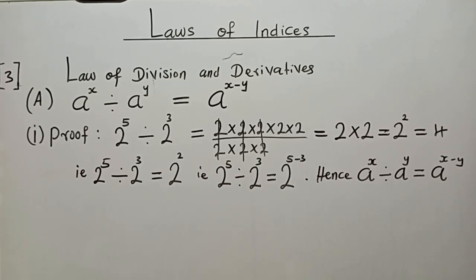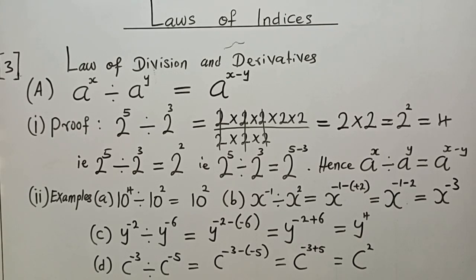In other words, if you prove that this thing I observed here is right, we then conclude that a to the power x divided by a to the power y is equal to a raised to the power x minus y. Is that clear to you? Anyway, let us see examples that will conform to this operation.